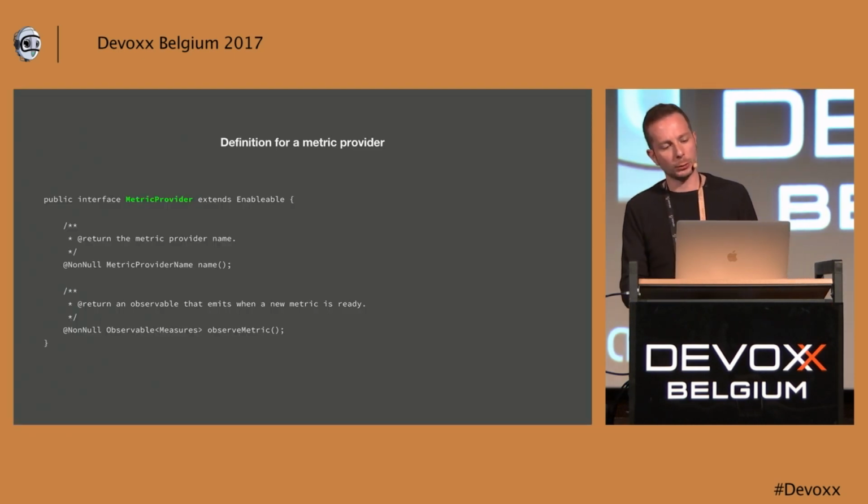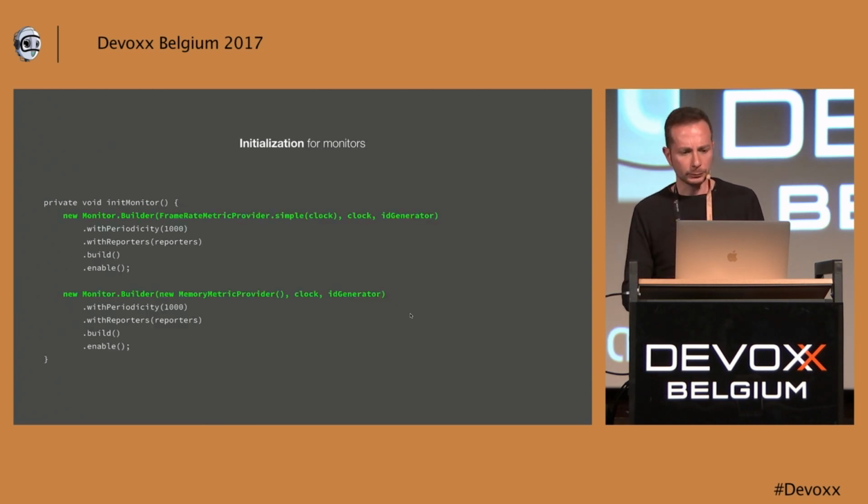So this is pretty much the definition of a metric provider. It has simply a name that says what's the name of the metric we're collecting, and then there is an observable that returns basically all the measures for this metric.